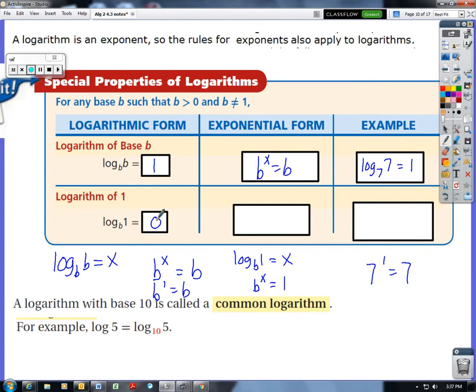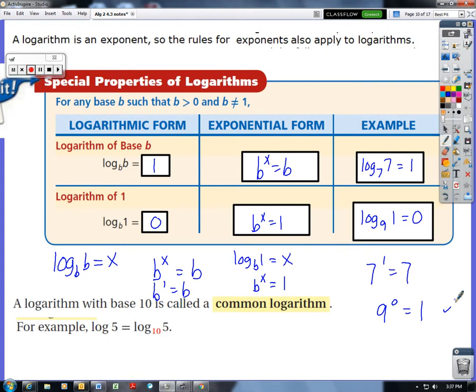In here we'll put the exponential form: b to the x is 1. And an example would be, I'll make up one, how about log base 9 of 1. We know that that equals 0. And you can check it because 9 to the 0 equals 1. Yes, that's true. Anything to the 0 power is 1.